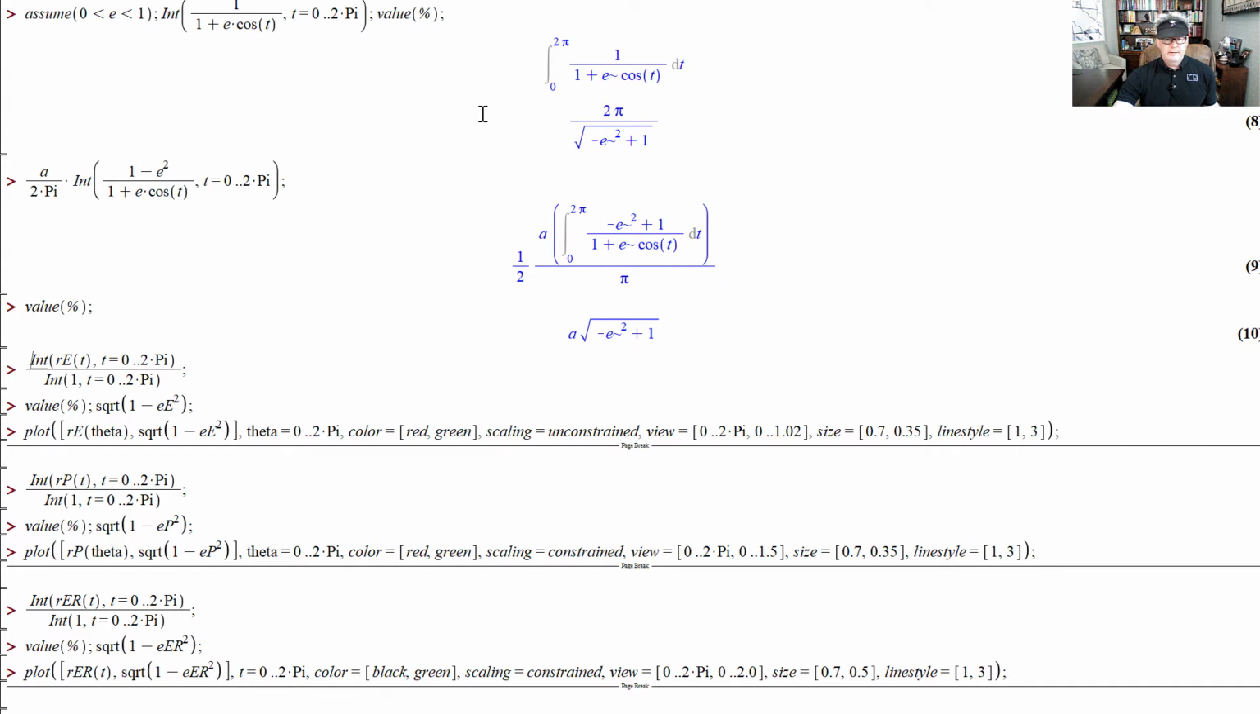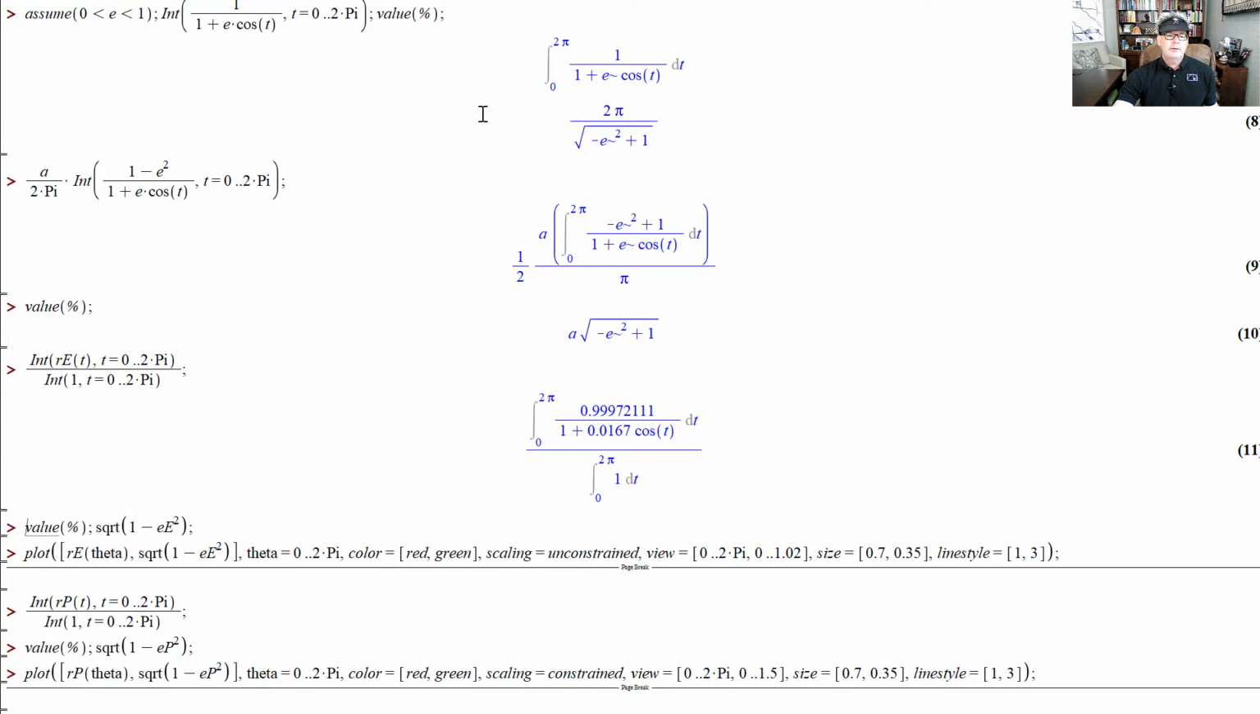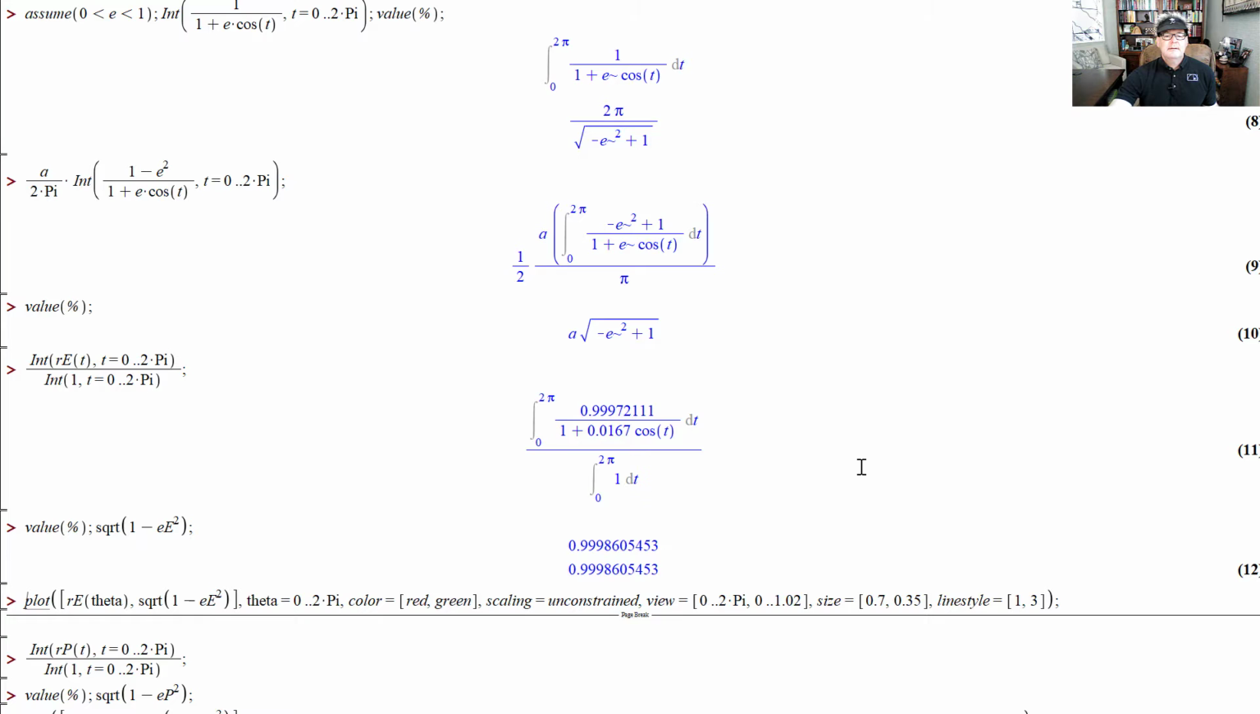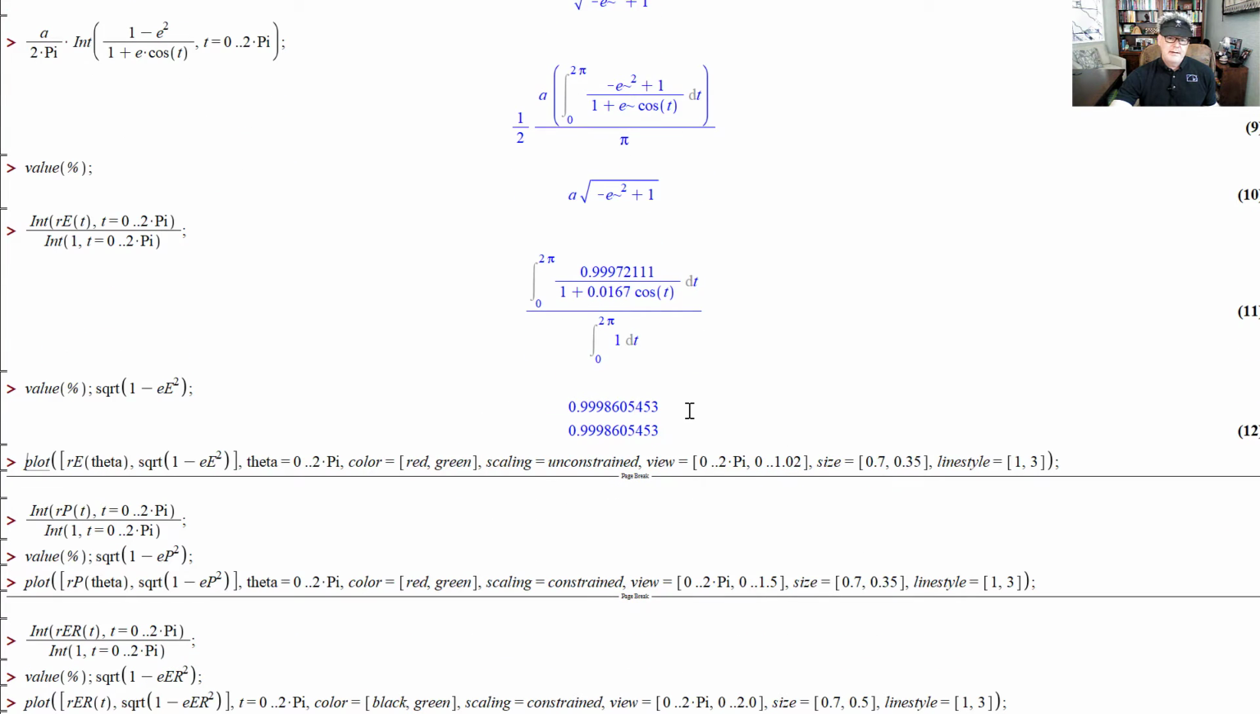But if I ignore that and just do the integral, so if I integrate the R formula for the Earth divided by the integral from 1 to 2 pi, then I get that value, almost 1, which is what B is. So this will be B. If A is 1, B will just be the square root of 1 minus the eccentricity squared.